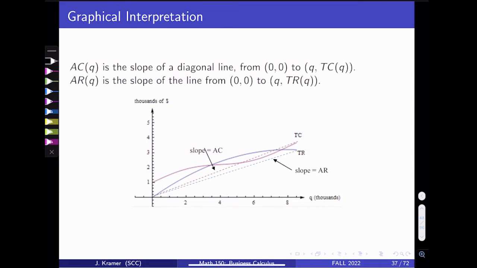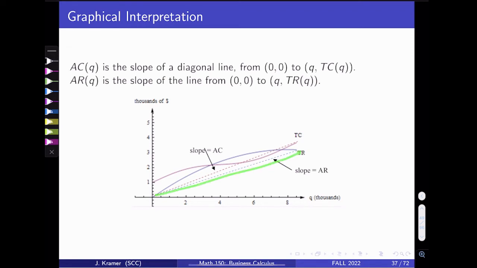Average cost is the slope of a diagonal line starting from the origin (0, 0) and going to the point Q and the total cost of Q. So here we're talking about this red dotted line. Notice that it starts at (0, 0) and it goes all the way to the end of the total cost function. Average revenue is the slope of the line that starts also at (0, 0) and then goes to Q, TR of Q, so the blue line here.